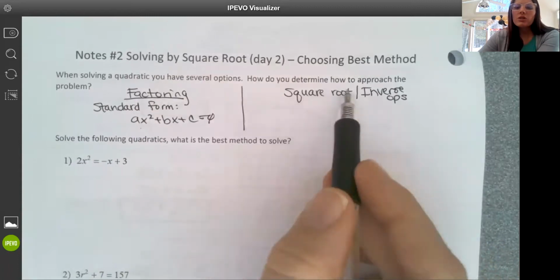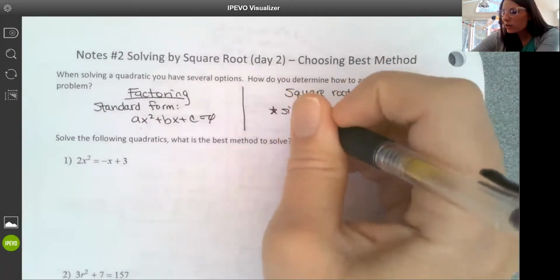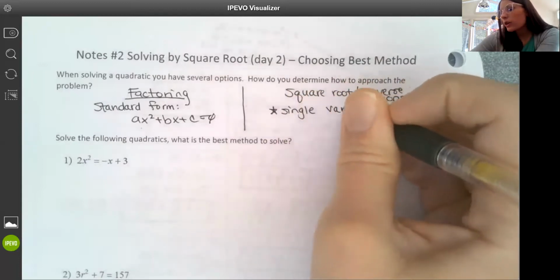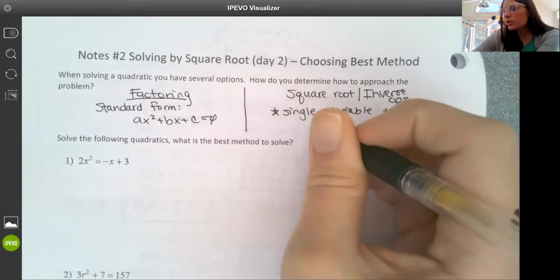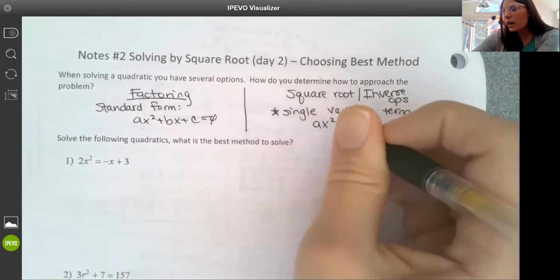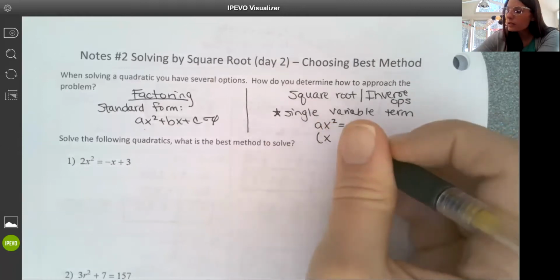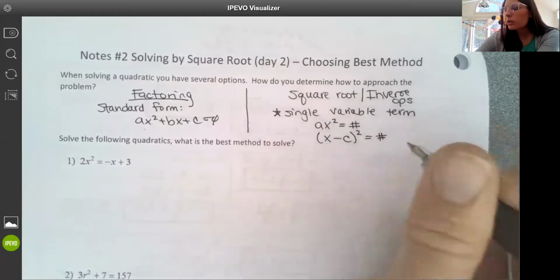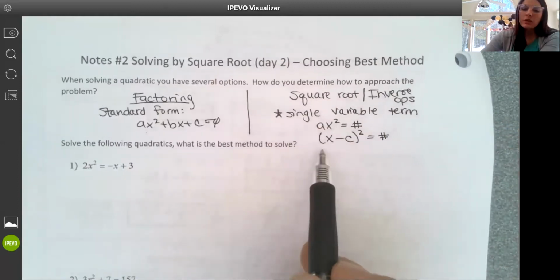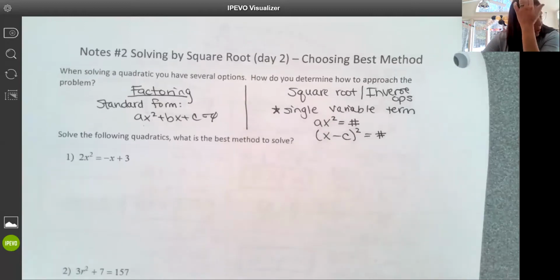Okay. For my square root or inverse operations, do I have a single variable term, which means it either looks like this, ax squared equals a number, or maybe it looks like this, x minus c squared equals a number.